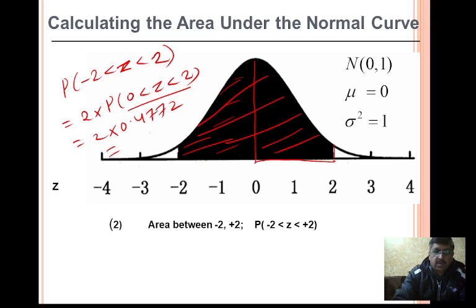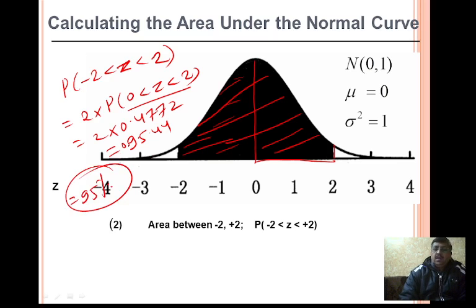So let's do this here. It's 0.4772, into 2 will give us 95.44, that is 0.9544. And in percentage also you can write down the probability of this two-sided area as somewhere around 95%, right? 0.9544. Hope you understand this thing.